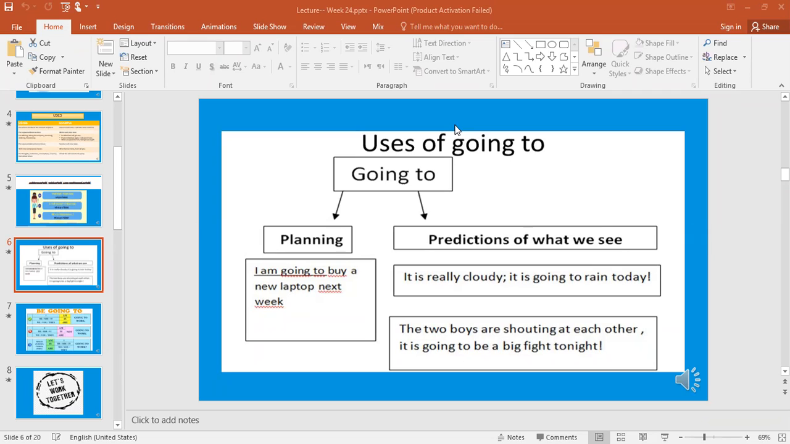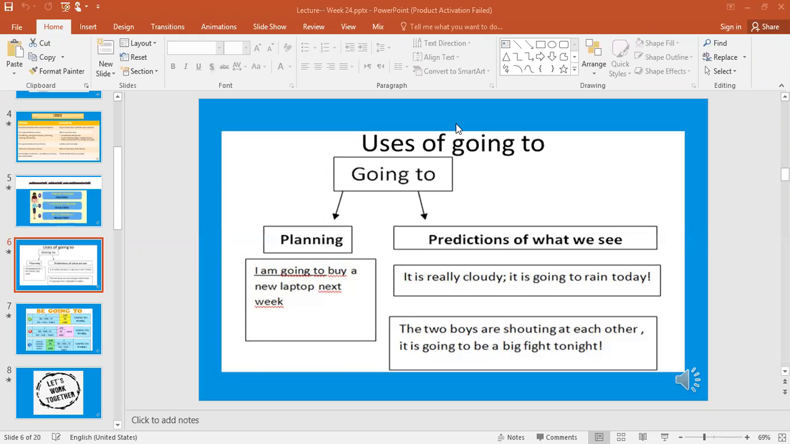I predicted that it is going to rain, but not from my own mind. I predicted based on what I see. In will, you can predict, but based on your own opinion. It's a prediction, but based on what you see. It may happen, it may not happen. I looked at the sky and saw that it is cloudy. When we see a cloudy sky, we directly think it's raining. It is going to rain. That's it.